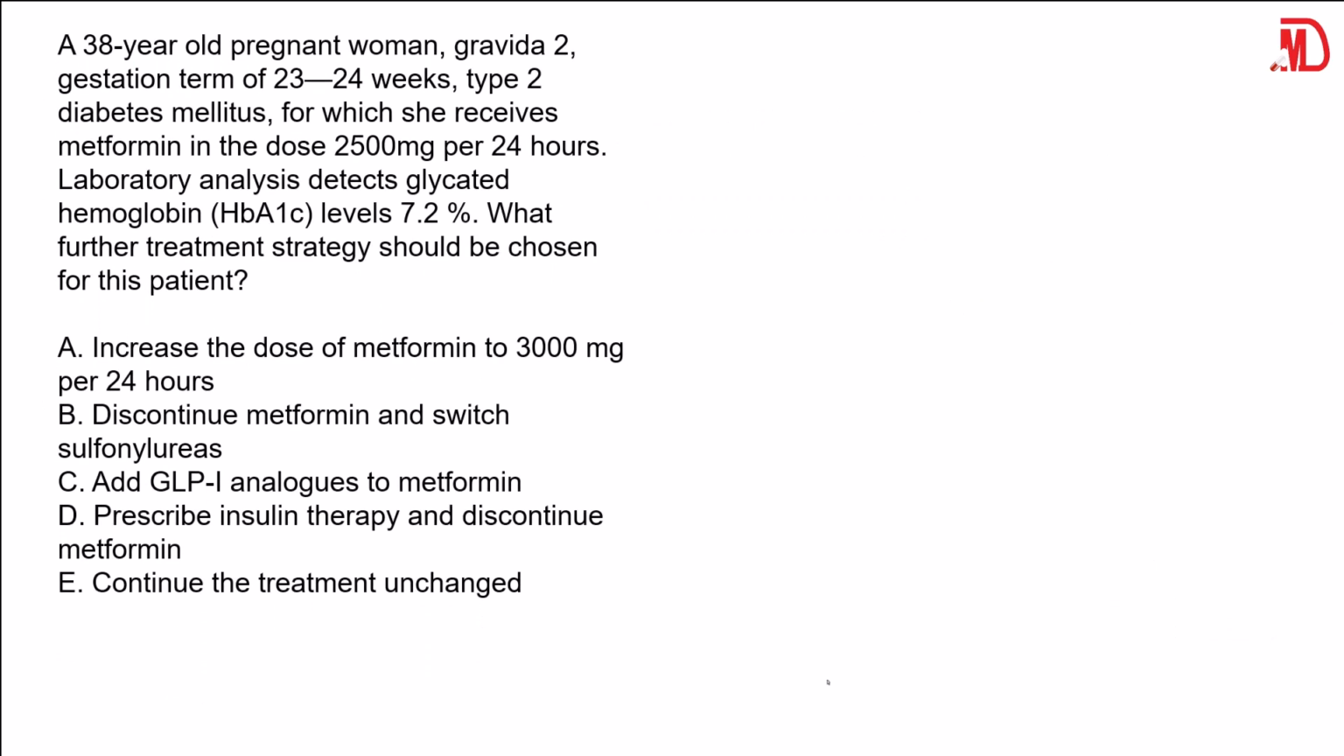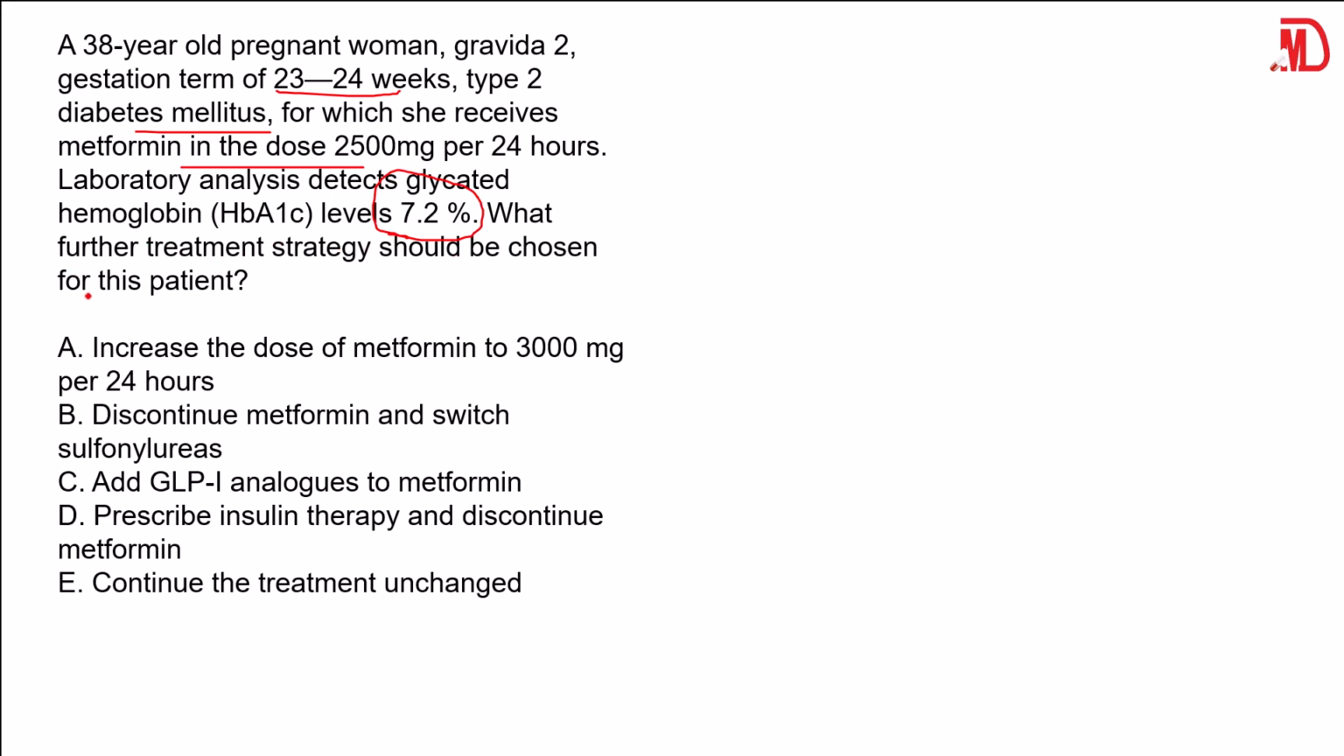A 38-year-old pregnant woman, gravida 2, gestation time of 23 to 24 weeks, type 2 diabetes, for which she receives metformin 2.5 grams, or 2,500 milligrams, per 24 hours. HbA1c shows 7.2. What further treatment strategy should be chosen for this patient?